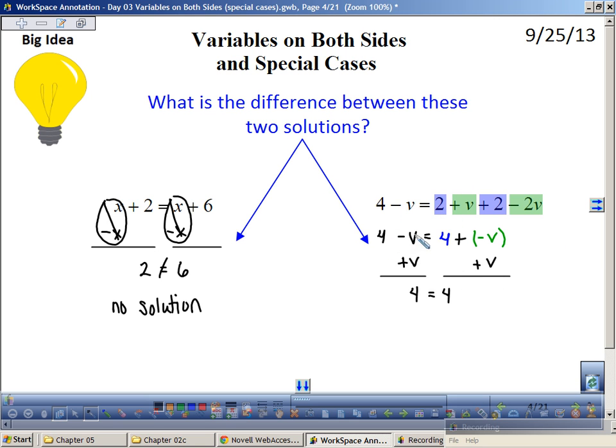This one was simplified for you. You've got 4 minus c equals, I've got 2 and another 2, which makes 4. And I have positive v and negative 2v, which makes negative v. So if I take a v off of each side, I get 4 equals 4. 4 will always equal 4. So we call this one infinite solution.